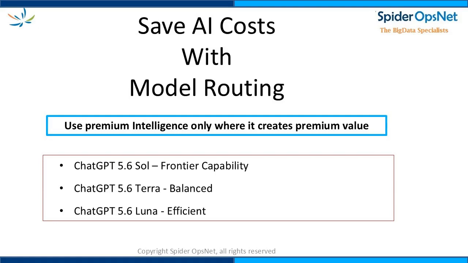Organizations are complaining that their artificial intelligence (AI) costs are skyrocketing. AI can improve productivity, but indiscriminate use of premium models can also create unnecessary costs. Many organizations make a simple mistake. They send every task to the most capable model available.